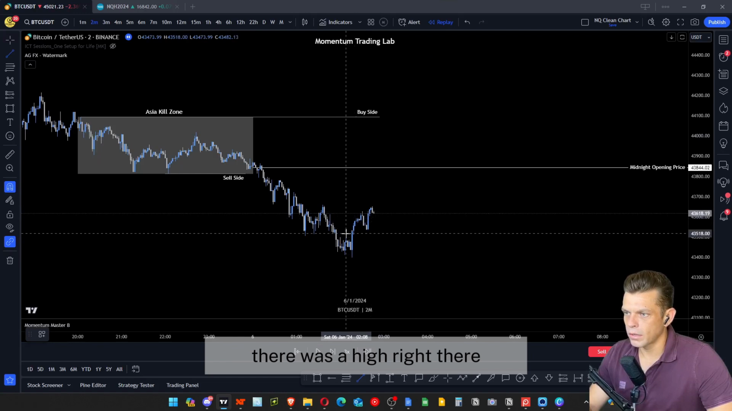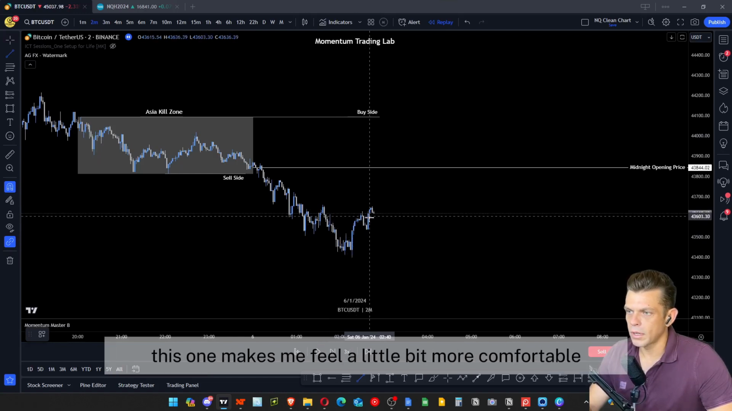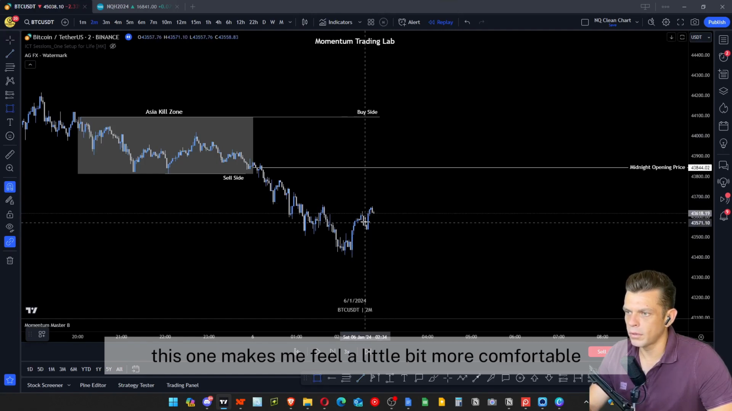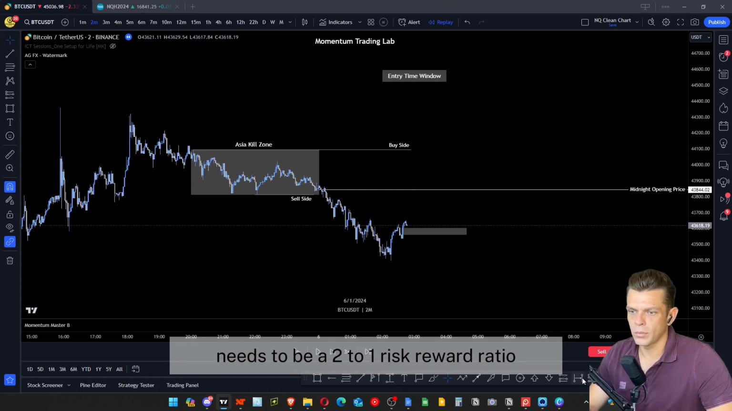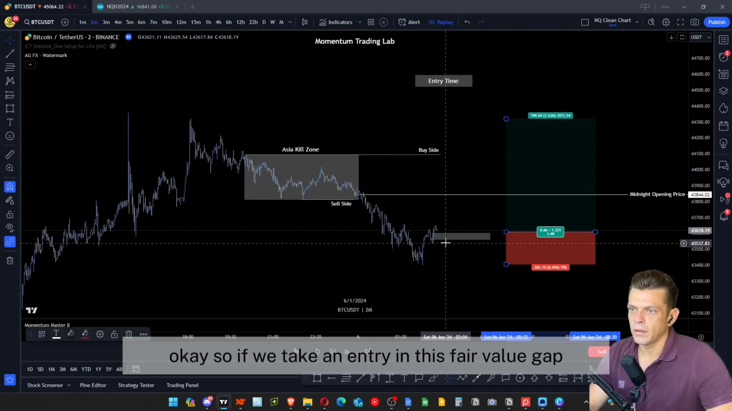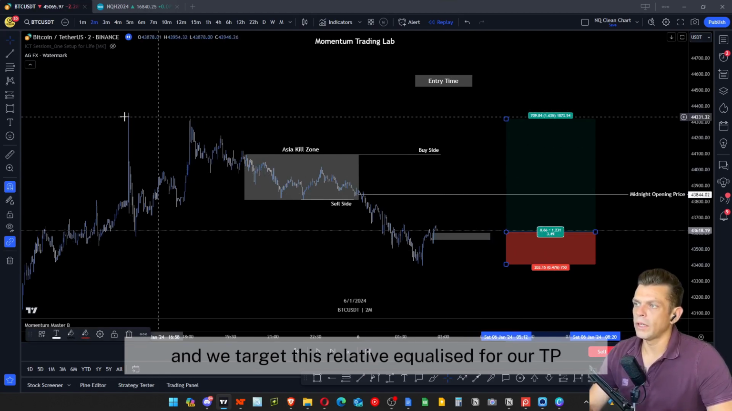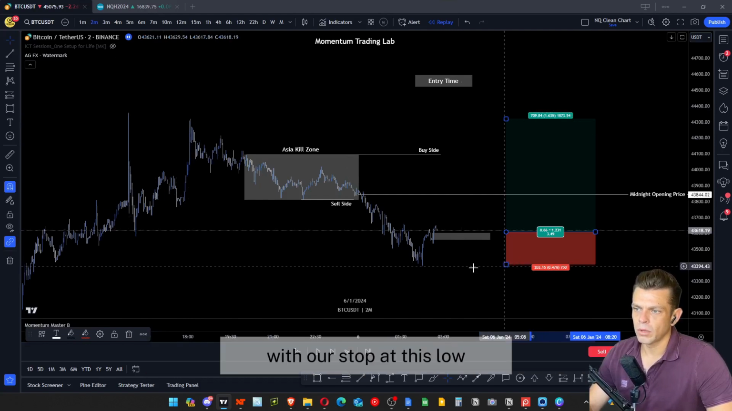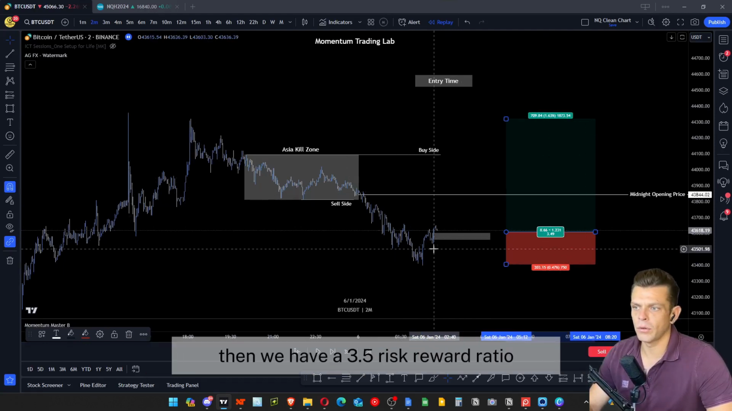There was a high right there, and then it broke that high with displacement, but this one makes me feel a little bit more comfortable. So let's see if we can get an entry in this fair value gap. Needs to be a 2-to-1 risk to reward ratio. Okay, so if we take an entry in this fair value gap and we target these relative equal highs for our TP, with our stop at this low, then we have a 3.5 risk to reward ratio.